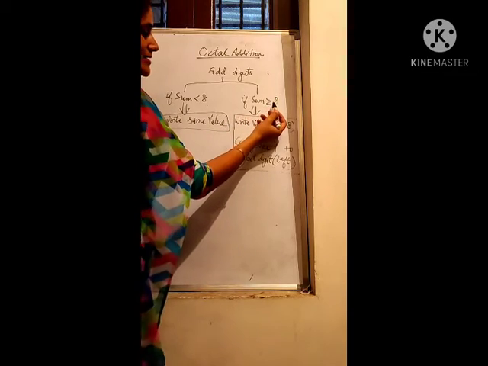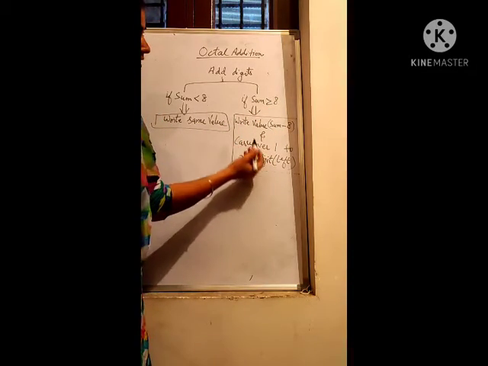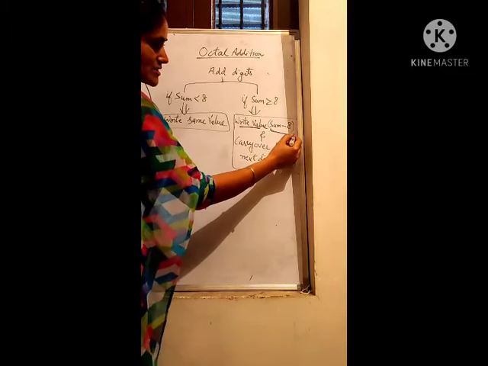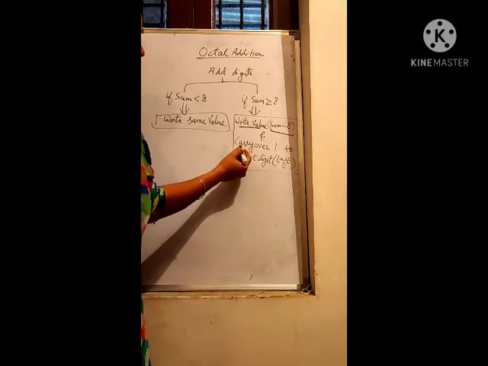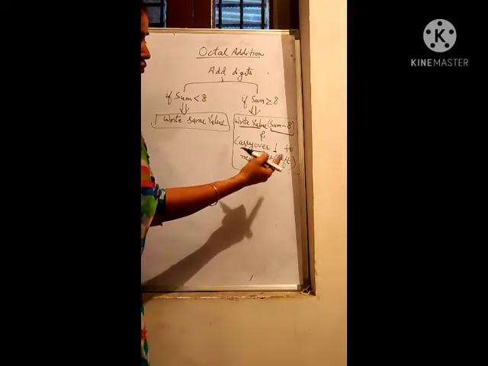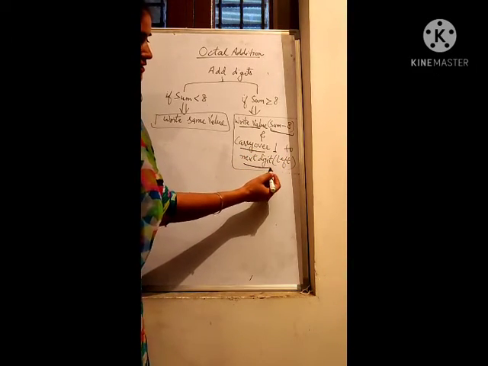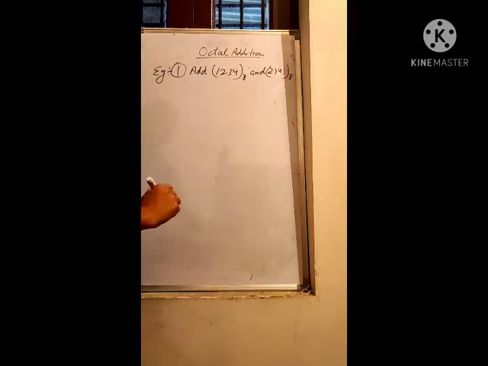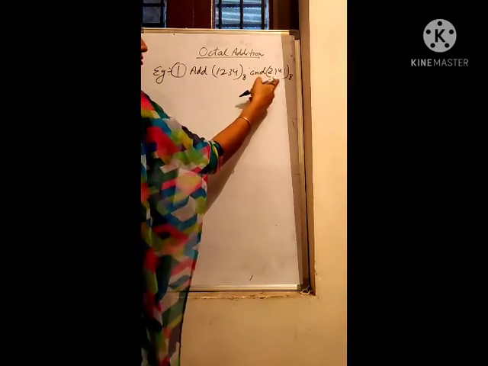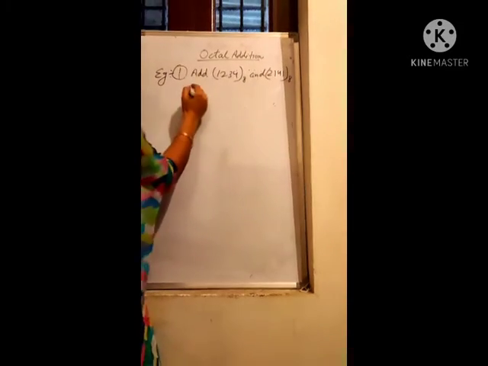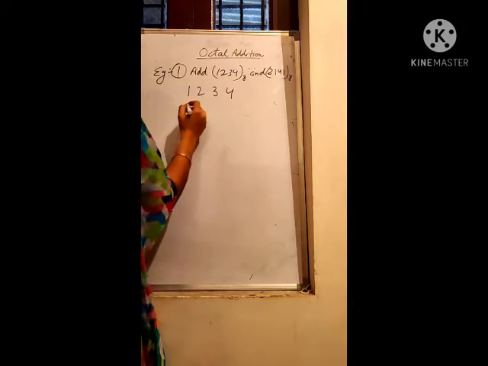If the sum is greater than or equal to 8, then write the value after subtracting 8 from the sum, and carry over 1 is moved to the next digit towards the left. For example, if we want to add this number and this number, then how is it performed?